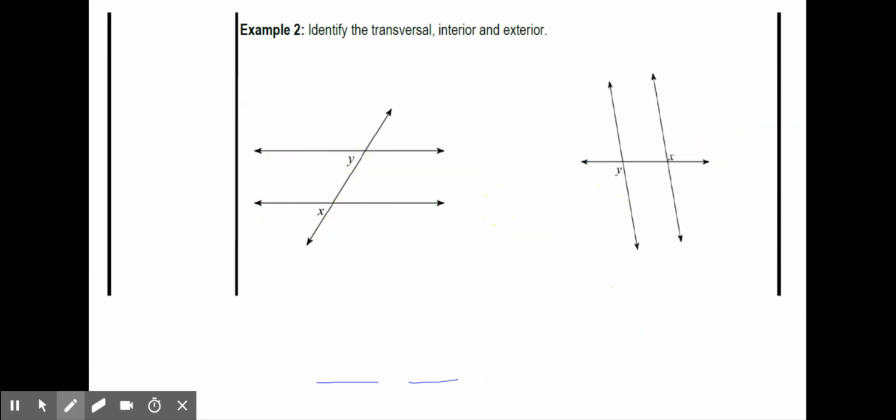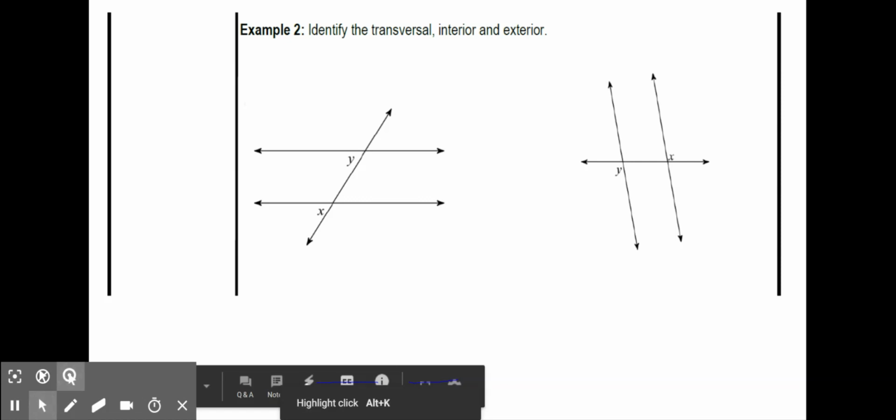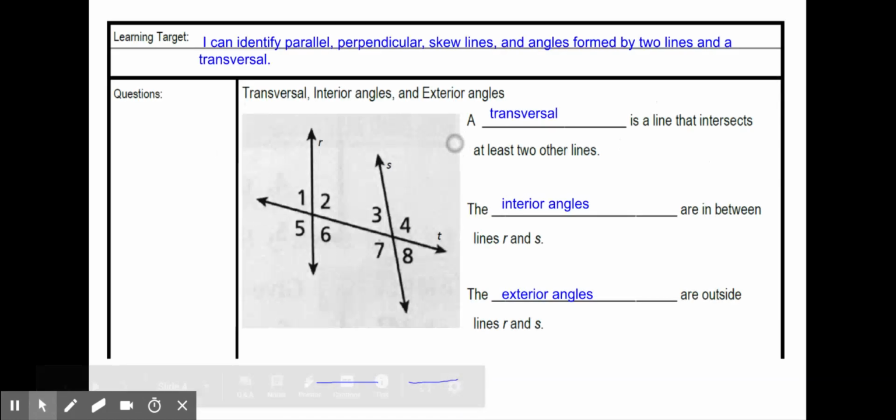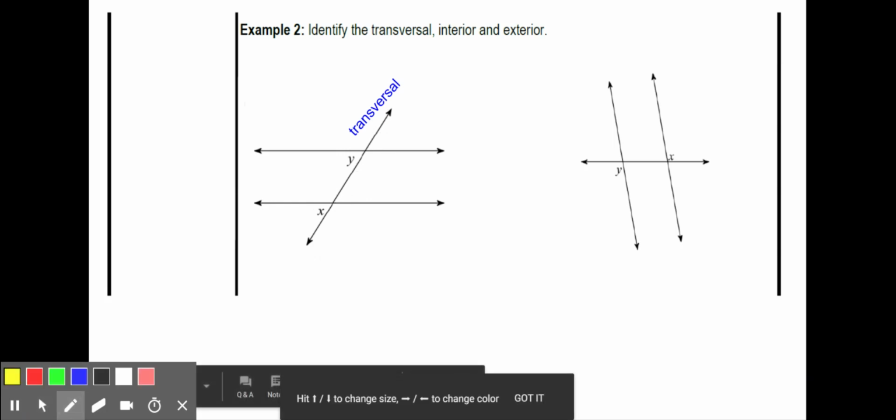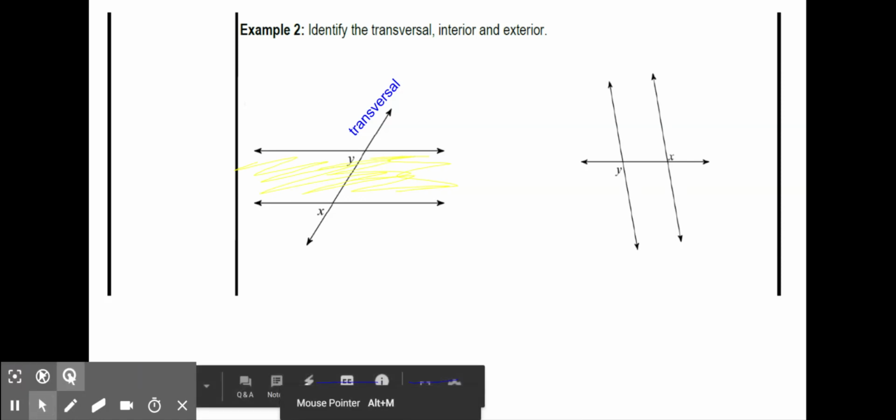To practice, we're just going to label these diagrams. We're going to label which line is the transversal and where the interior and exteriors are. So if I'm looking at which line is a transversal, I see this line on the top only crosses one line, but this line that's diagonal crosses two lines. So that's my transversal. Now I want to think of inside and outside. Inside is going to be like the inside of a sandwich. It's going to be in between two of the lines.